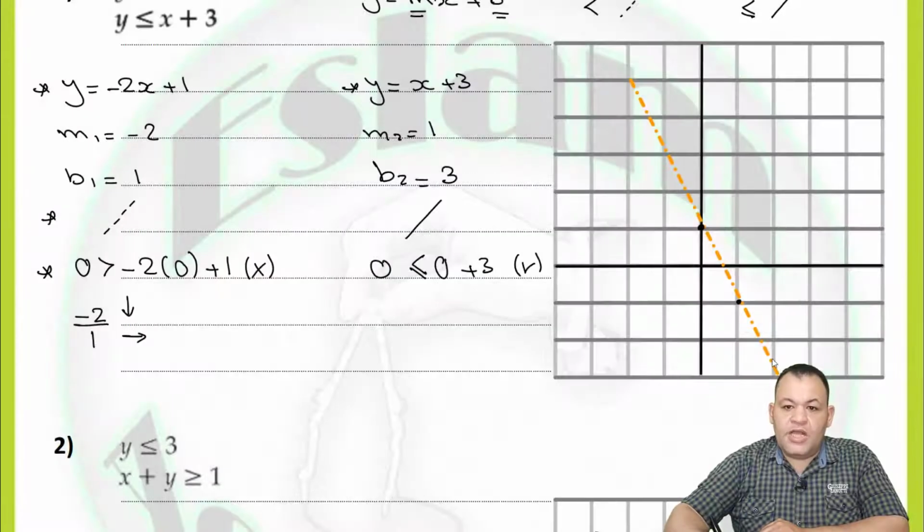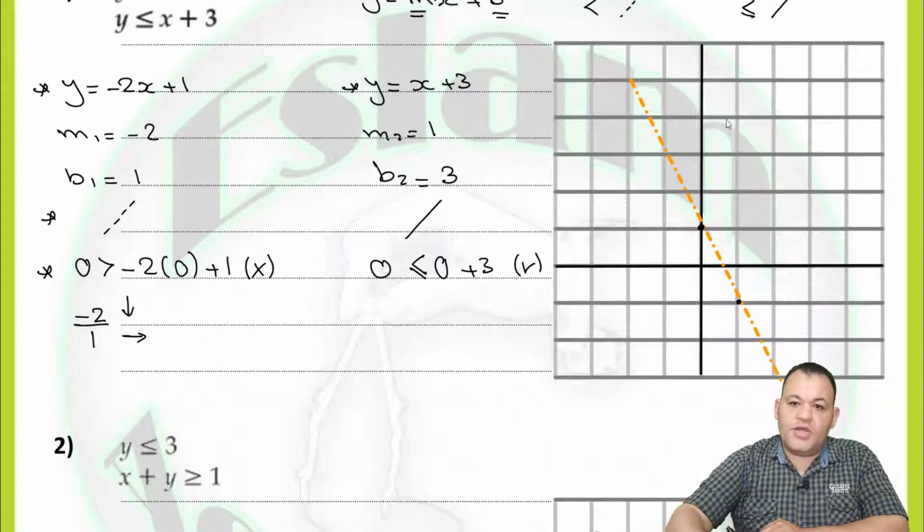Now if you draw the dotted line, we have two different regions. The first part contains the point (0, 0), and the other one doesn't. If you look at the inequality, we said the part which contains the point (0, 0) is not one of the solutions, so we'll shade the other part.